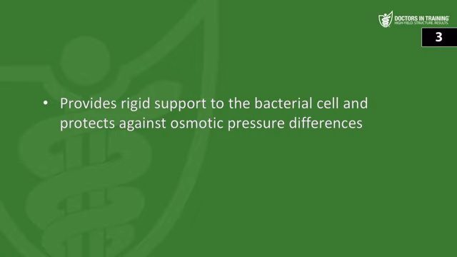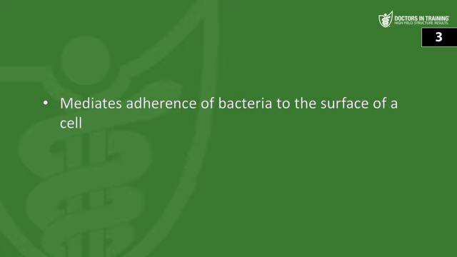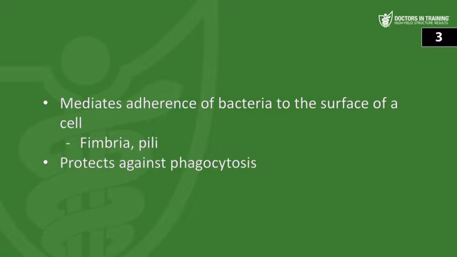Next question, what bacterial structure has the following function? First one here, provides rigid support to the bacterial cell and protects against osmotic pressure differences. That's going to be the peptidoglycan layer. Space between the inner and outer cellular membrane in gram-negative bacteria is going to be the periplasm. Mediates adherence of bacteria to the surface of a cell. That's going to be the fimbria or the pili. And then protects against phagocytosis is going to be the capsule.